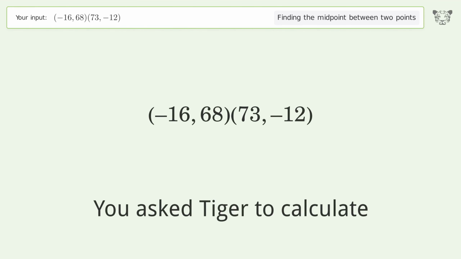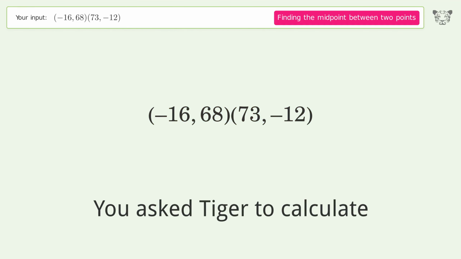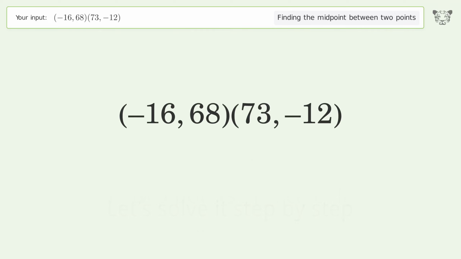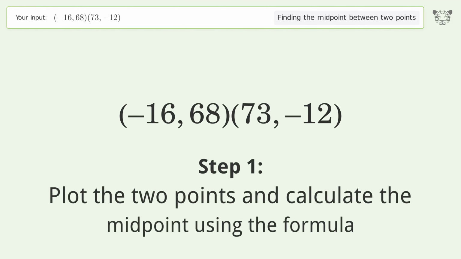You ask Tiger to calculate. This deals with finding the midpoint between 2 points. The midpoint between the 2 points is 28.5, 28. Let's solve it step by step. Plot the 2 points and calculate the midpoint using the formula.